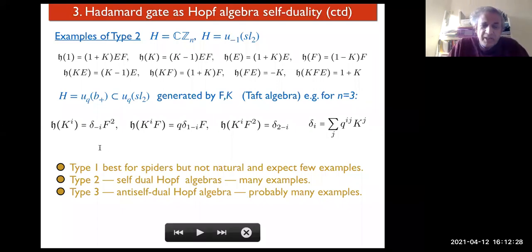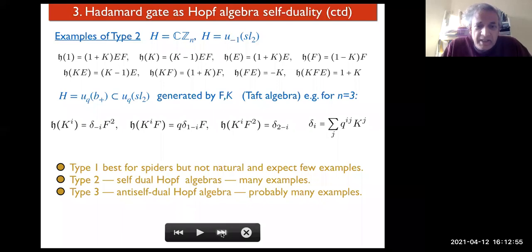So this works. So the moral here is that type one is the more obvious one that works best for spiders and diagrammatic calculus, but I don't think it's very natural, and I don't think there are many examples. Although now I've laid it out clearly what you're looking for, one can certainly see. Type two is, I think, very natural. There are lots of examples of self-dual Hopf algebras. Type three hasn't really been studied, but I think there are also lots of examples of those.